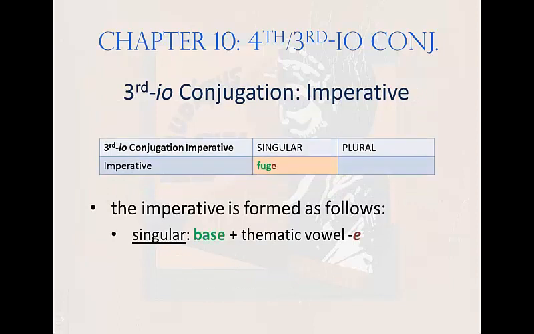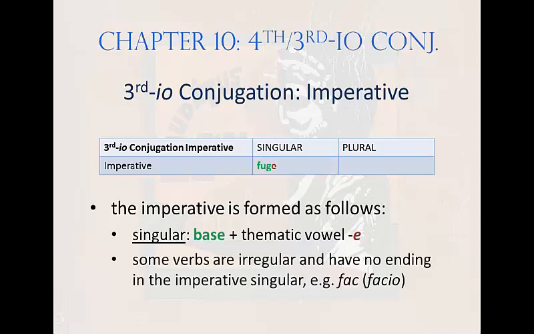Oh, wait. Here's the imperative. Fuge. Base plus thematic vowel. E? Not I, like in fourth. Oh, E, like in third. Oh, that's right. Third IO.